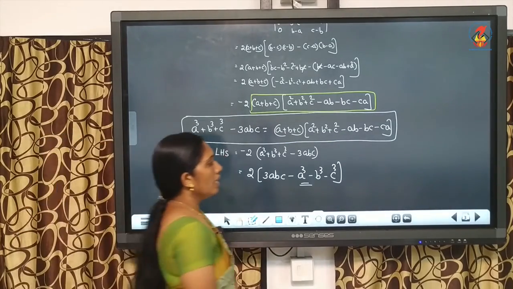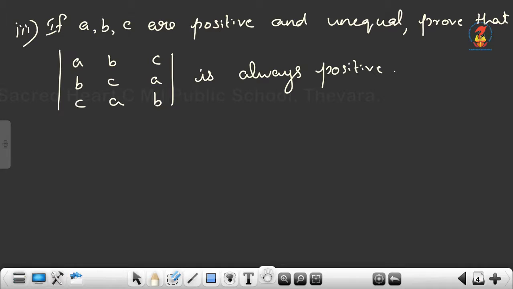Okay. Now one more related to the same type, same determinant. Here a, b, c are positive and unequal. Prove that the determinant abc, bca, cab is always positive. So we take the determinant abc, bca, cab.